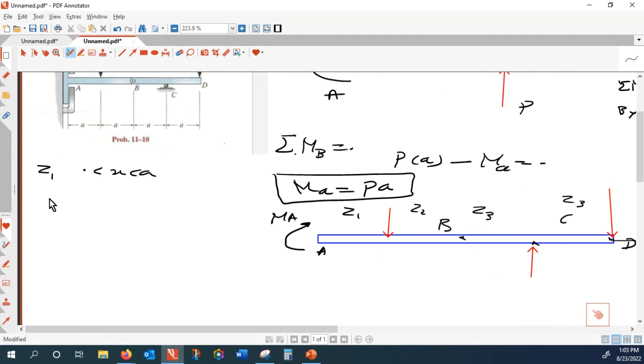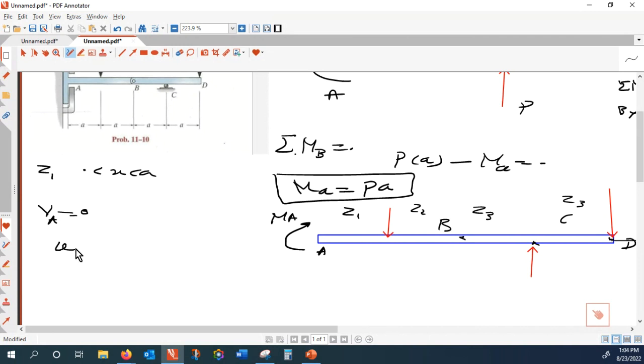And what can you tell me about shear force at A? What is shear force at A? Yeah, the shear force is zero, isn't it? You don't have any shear force at A, because A is free to move vertically, it cannot resist any shear force. So shear force at A is equal to zero.